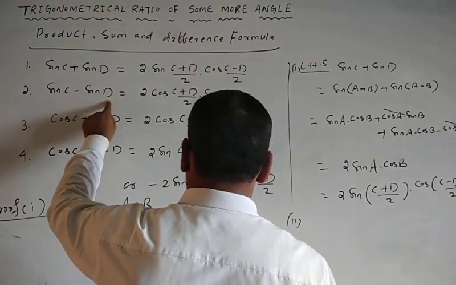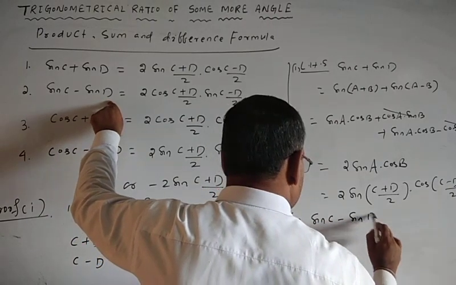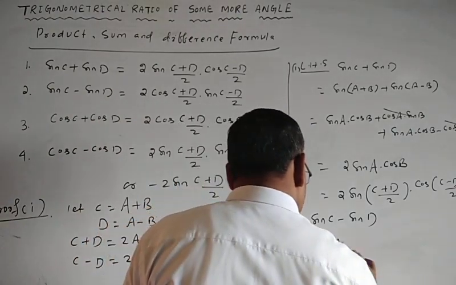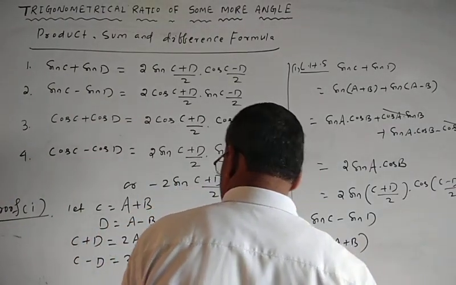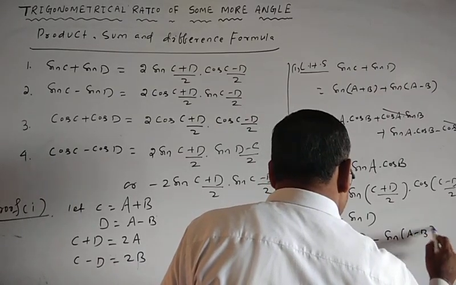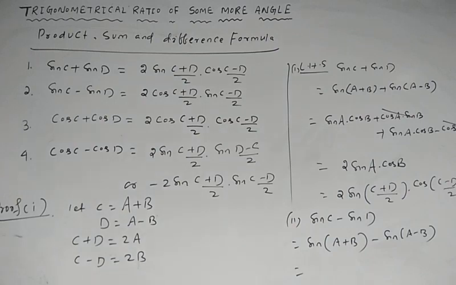Sin C minus sin D. So this is equal to sin C, so C means here A plus B. And minus sin D means this is equal to A minus B. So sin A plus B minus sin A minus B is equal to 2 cos A sin B.